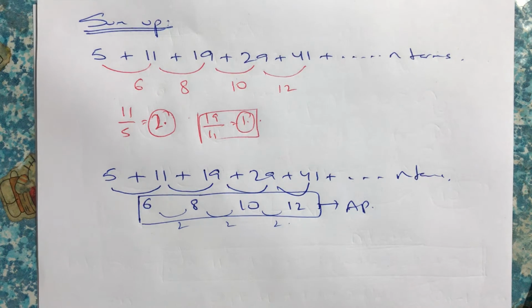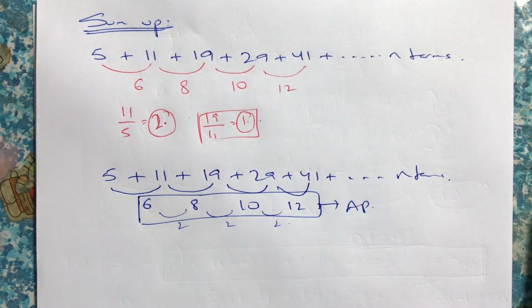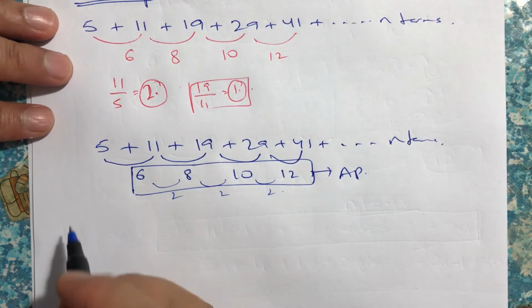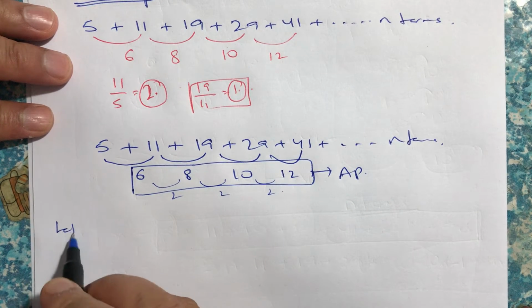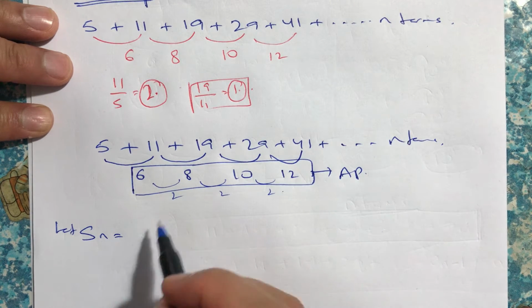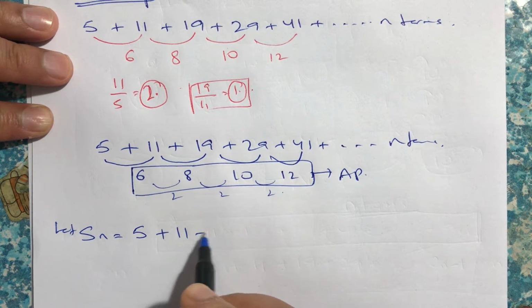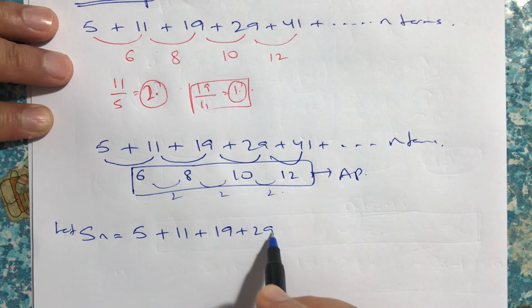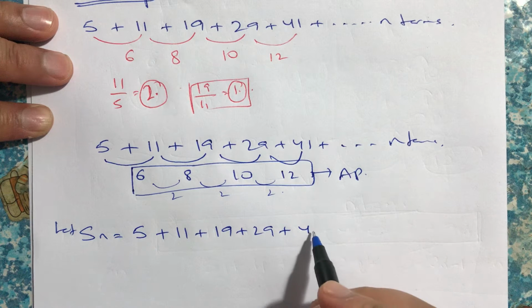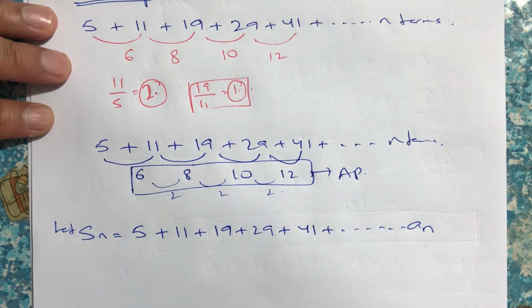Whenever the differences of the numbers are in an AP, there is a way to solve it. And how do I solve it? It's this way. First, we let this entire series be denoted by Sn. In this series, the first term is 5, the second term is 11, the third term is 19, then 29, then 41, plus dot dot dot, and the last term will be an, that is the nth term.